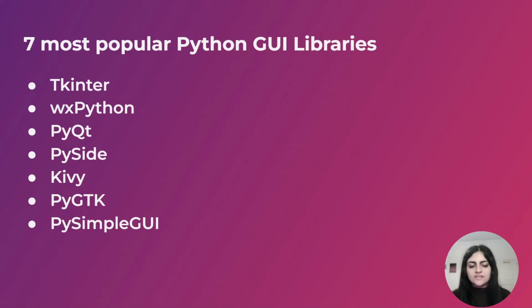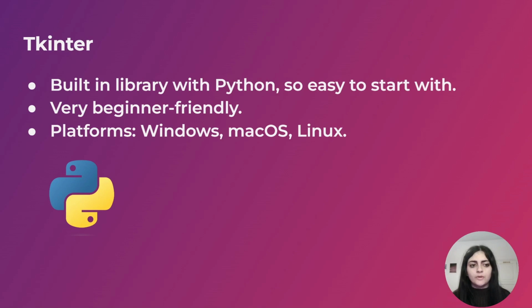And of course, you will use these buttons and other interactive elements to interact with your computer and communicate with it. So the 7 most popular Python GUI libraries, and I'm doing this based on popularity. There are of course other alternatives, but I will not cover them because they are less widely used overall. So here you have Tkinter, wxPython, PyQt, PySide, Kivy, PyGTK, and PySimpleGUI. So let's start with Tkinter.